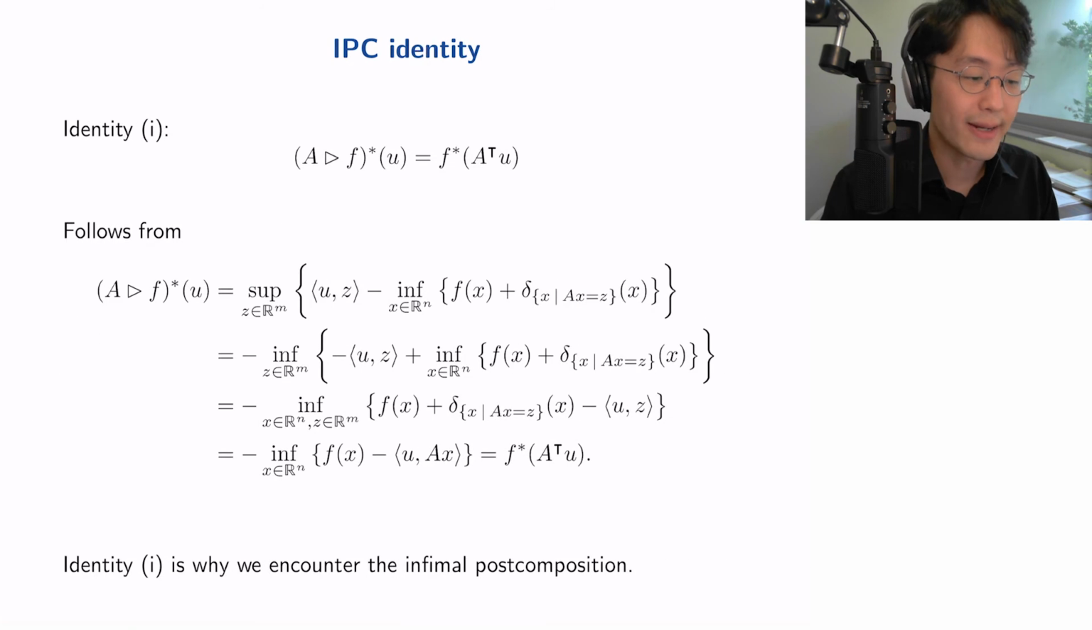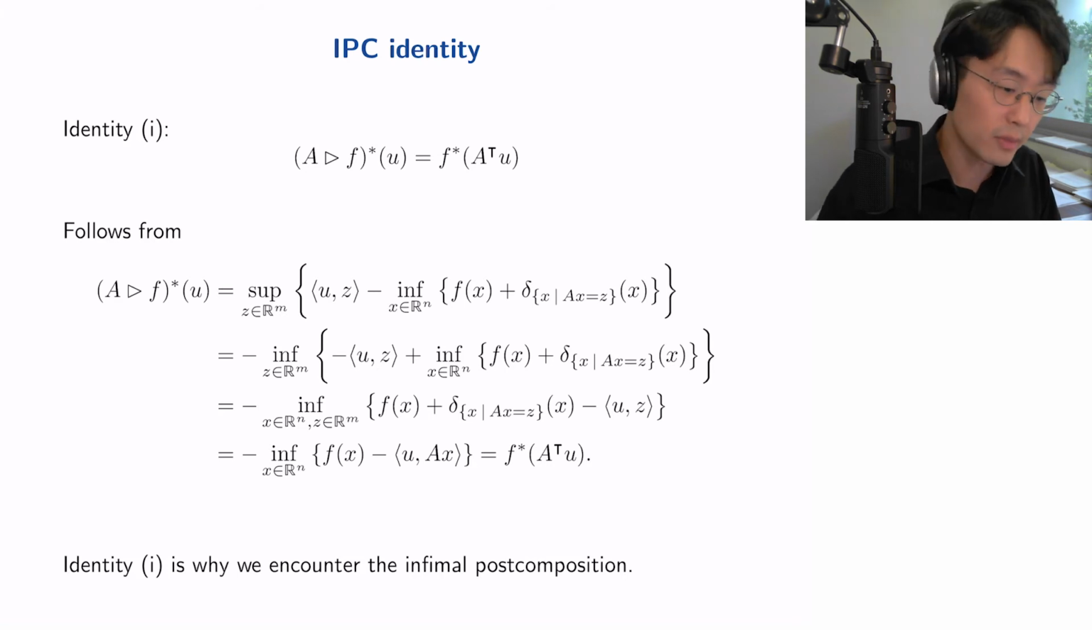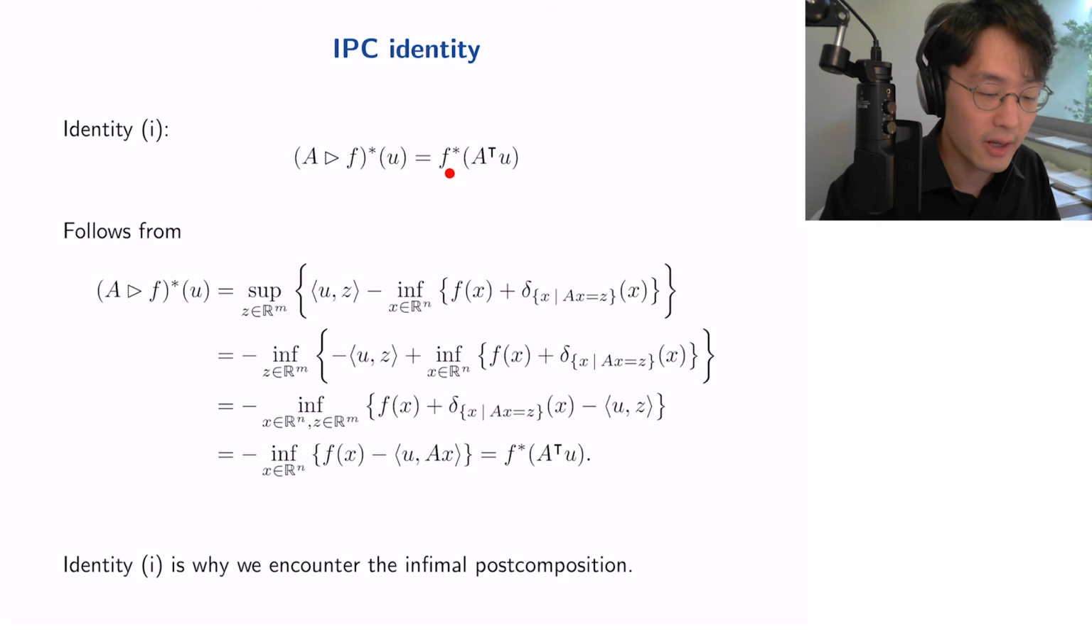Let's discuss two identities involving the IPC. These identities explain why it is that the IPC function arises. The first identity is that if we take the IPC of f by A, and take the conjugate function, and then provide u as the input, that is exactly the same as taking the conjugate of f and then providing A transpose u as the input.